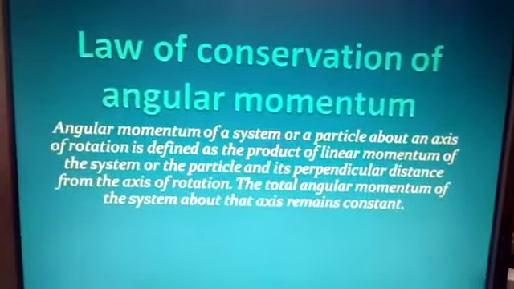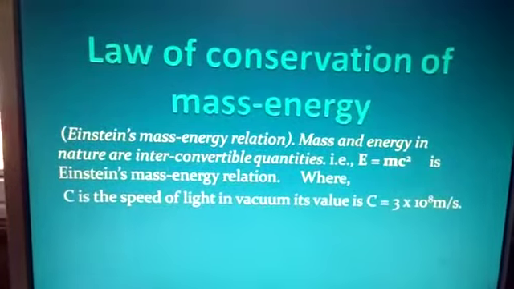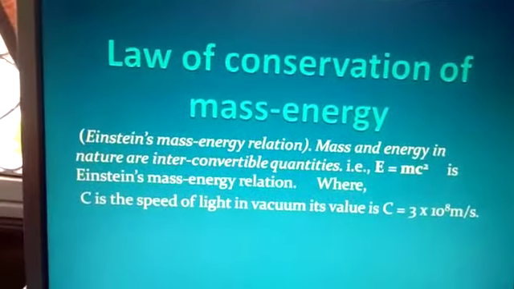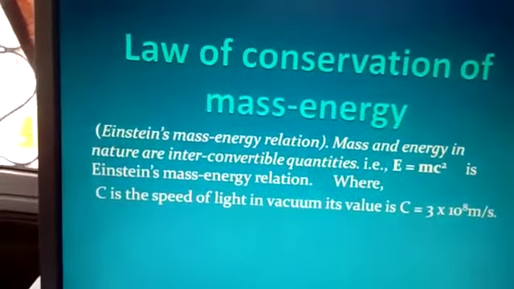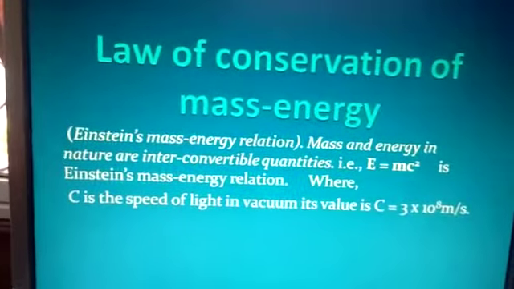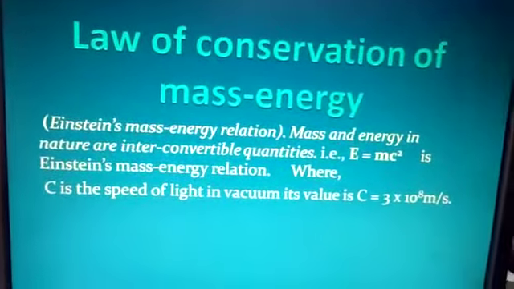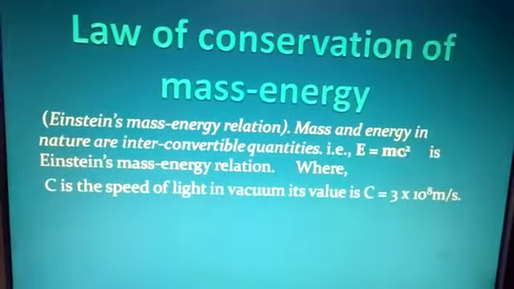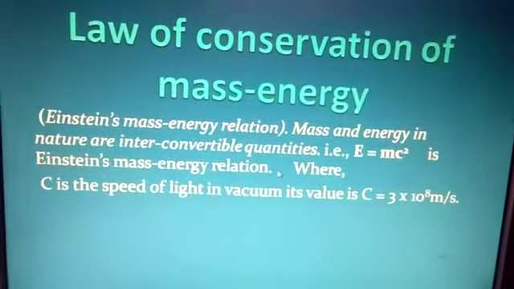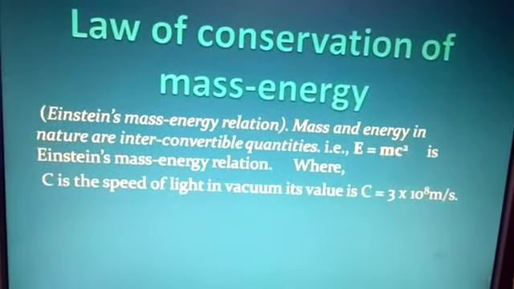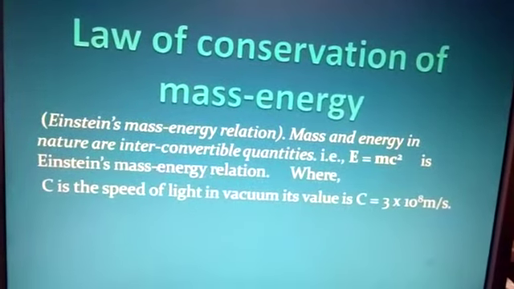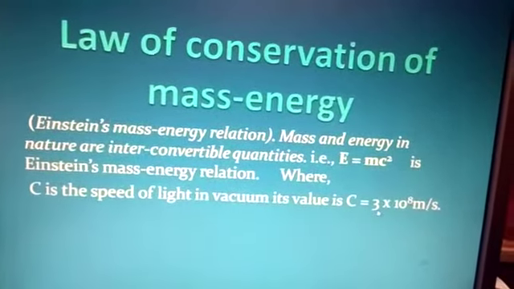And lastly we have the law of conservation of mass and energy. Mass is converted into energy, and energy into mass. Mass and energy in nature are interconvertible quantities. You know the well-known equation E = mc², Einstein's mass-energy relation, where c is 3 × 10^8 m/s, the speed of light in vacuum.